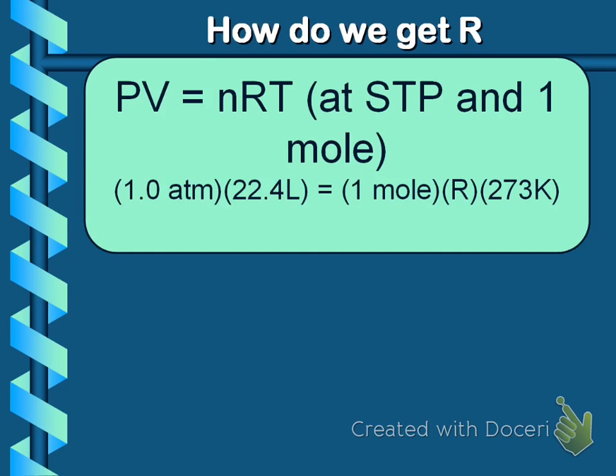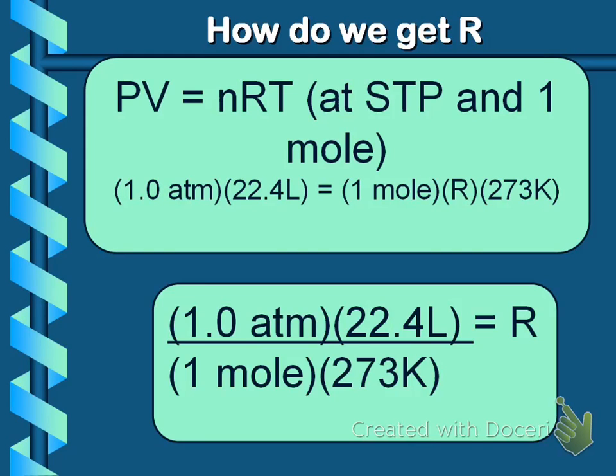Now this slide is just a little different. It's actually, believe it or not, a derivation of how R is calculated. It turns out that if you use the equation PV equals nRT and take our STP conditions, which are a pressure of 1 atm, a volume of 22.4 liters, a mole of gas, and a temperature of 273 Kelvin, these are all the things that we have identified as standard temperature and pressure. When we do that, we can calculate a value of R.